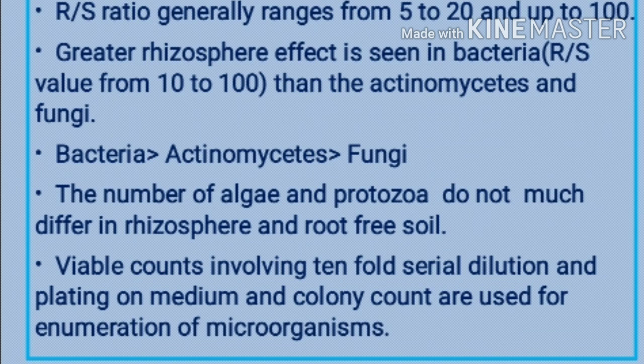So bacteria, then actinomycetes, then fungi. There is more increase in the bacterial number in the rhizosphere compared to non-rhizosphere soils. So a greater rhizosphere effect is seen in case of bacteria. Generally the R by S value for bacteria is from 10 to 100. It is more compared to actinomycetes and fungi.